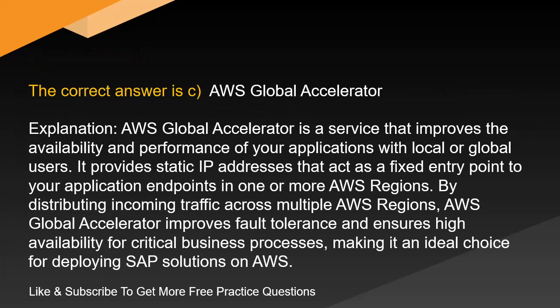The correct answer is C. AWS Global Accelerator. Explanation. AWS Global Accelerator is a service that improves the availability and performance of your applications with local or global users. It provides static IP addresses that act as a fixed entry point to your application endpoints in one or more AWS regions. By distributing incoming traffic across multiple AWS regions, AWS Global Accelerator improves fault tolerance and ensures high availability for critical business processes, making it an ideal choice for deploying SAP solutions on AWS.